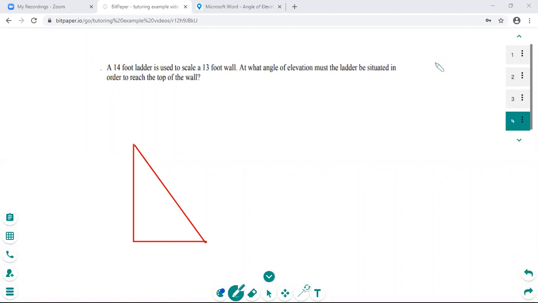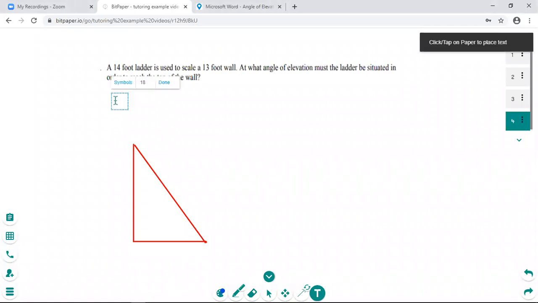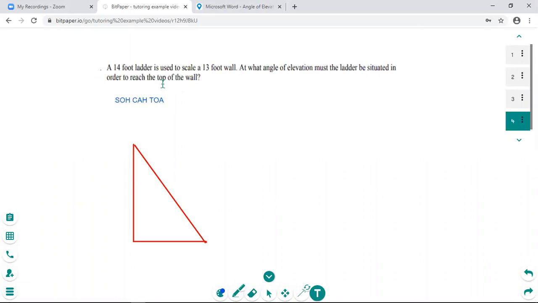Okay, we have another trigonometry problem. So we'll put our SOHCAHTOA up here to remind us which function we will use. A 14-foot ladder is used to scale a 13-foot wall. At what angle of elevation must the ladder be situated in order to reach the top of the wall?